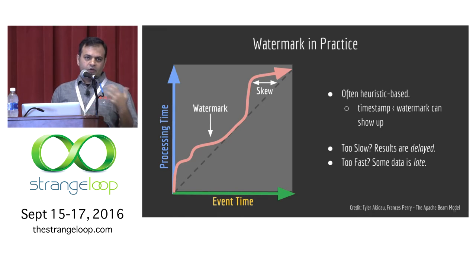And if you compute the watermarks too slow, then you'll be holding a lot more data in your memory before you flush it out and move on with your computation. If you're too fast, you will miss some events, and you'll have to deal with those events later. So it's not perfect. It's a heuristic watermark that you build out, and then you still have to worry about how to deal with delayed events.